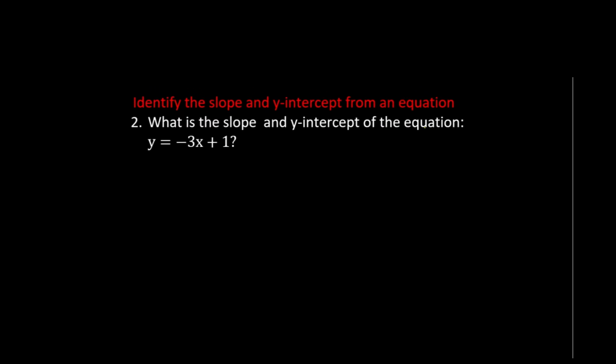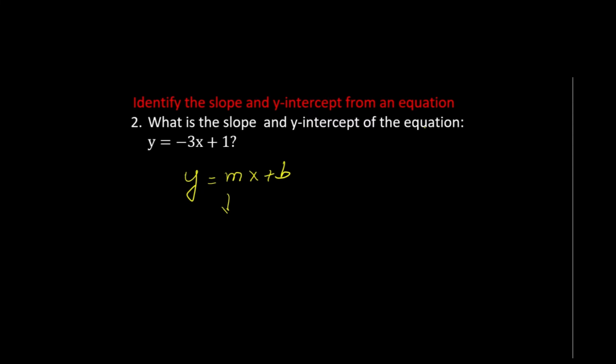Problem 2. Identify slope and y-intercept from an equation. What is the slope and y-intercept of the equation y equals -3x plus 1? This is called slope-intercept form. y equals mx plus b.